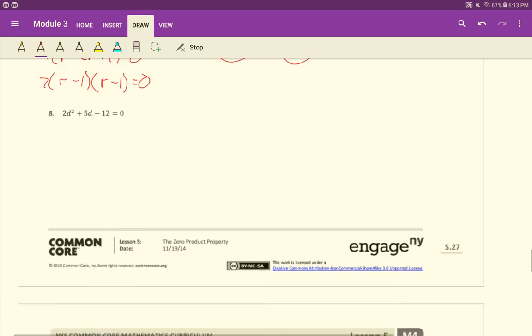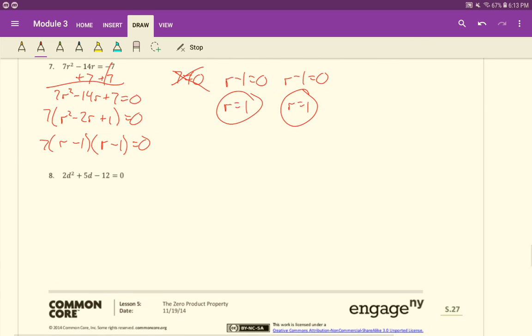Okay, number 8, and then we will stop the video there. In this case, there's no GCF. We can't divide any of these three terms by the same thing, except for 1, which isn't helpful. And we have a lead coefficient of 2, which means we'll have to use our AC method here. So the A here is 2, the C is negative 12, so we're going to do A times C, which will be 2 times negative 12, or negative 24. We want to find two numbers that multiply to negative 24 but add to that middle term of 5. So can you think of two numbers that multiply to negative 24 and add to make 5? Positive 8 and negative 3.